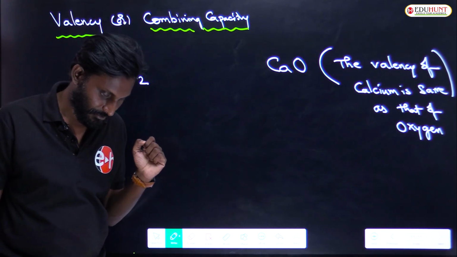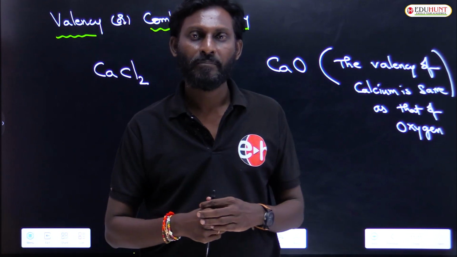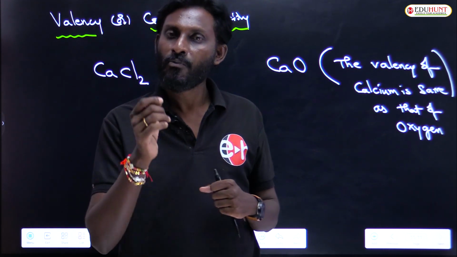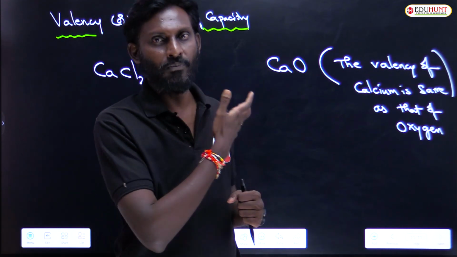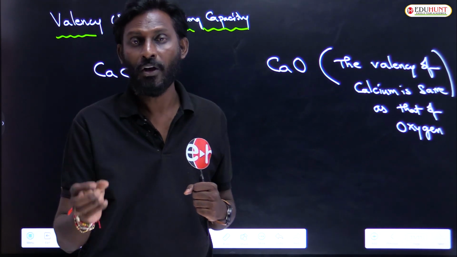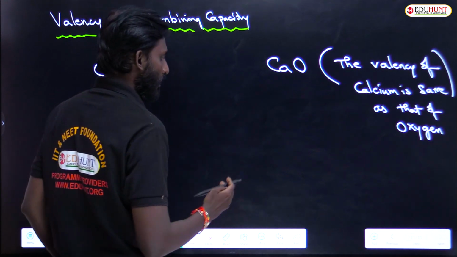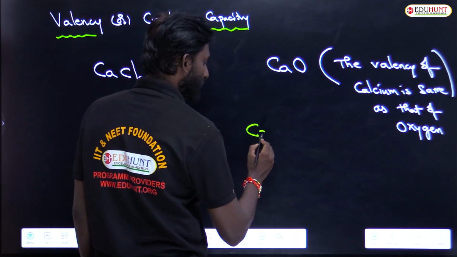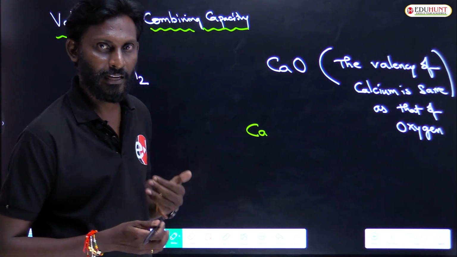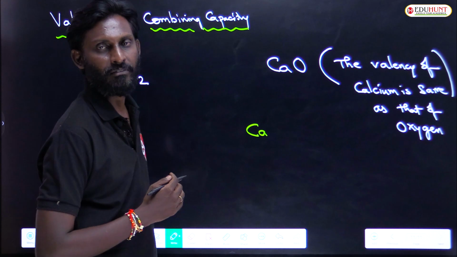Then how to decide this combining capacity, how to determine this valency? We can easily determine this valency or combining capacity with the help of the Lewis concept or Lewis symbols. Let me explain that. I hope you know that this is the symbol for the calcium element, and if you know the electronic configuration, let me write the electronic configuration for calcium.